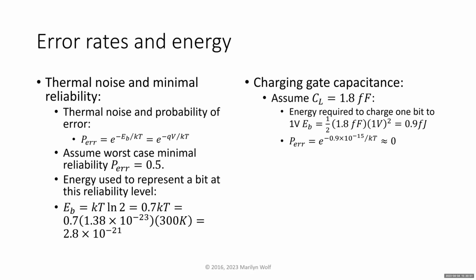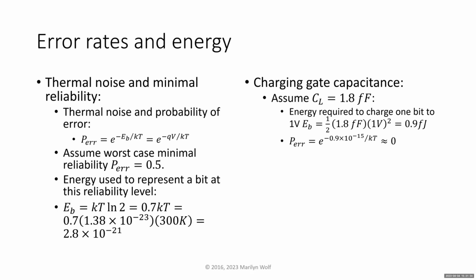what it takes to charge the capacitance of the gate. Okay, so let's make a simple assumption about how much capacitance is at the input to a logic gate. We can then figure out how much energy it requires to charge that one bit, that one logic gate. And we can then plug that into a formula to tell us the probability of error, which is a very, very, very small number. So one of the good pieces of news about CMOS is that the probability of gates spontaneously changing their value is pretty low. Okay.